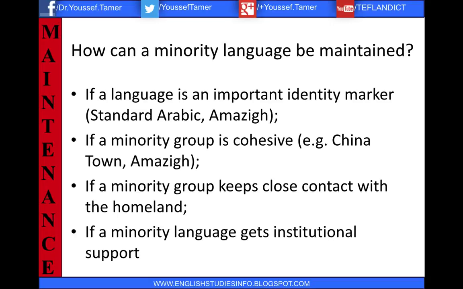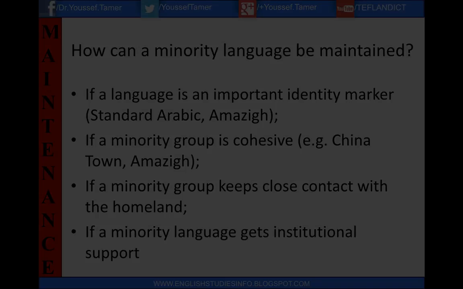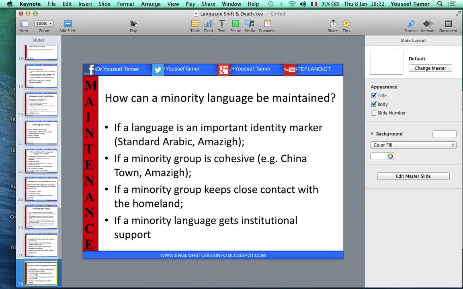And finally, if a minority language gets institutional support, of course, it is going to be maintained. Okay? It is going to be used in different domains, and it will be maintained. Thank you very much.